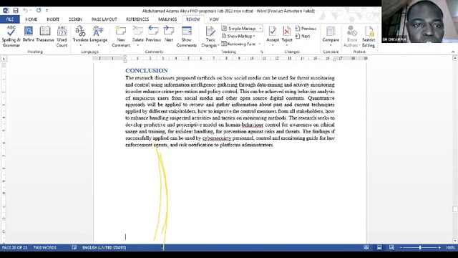Then we have your conclusion. You say this research discusses proposed method on how social media can be used for threat monitoring and control using information intelligence and gathering to data mining. This can be achieved using behavior analysis and all of that. The research seeks to... beautiful conclusion.